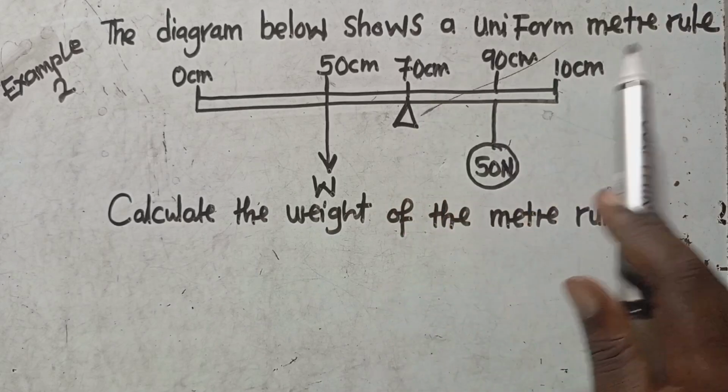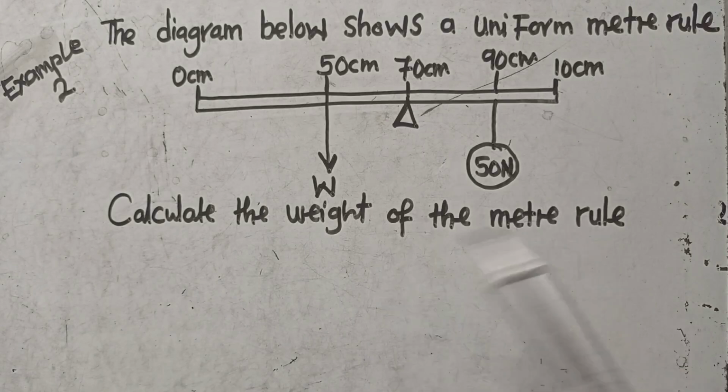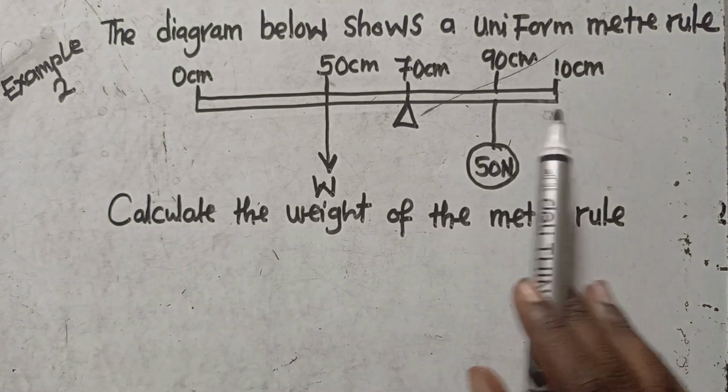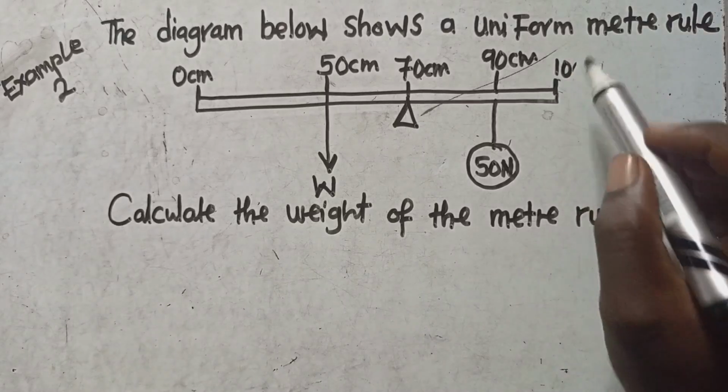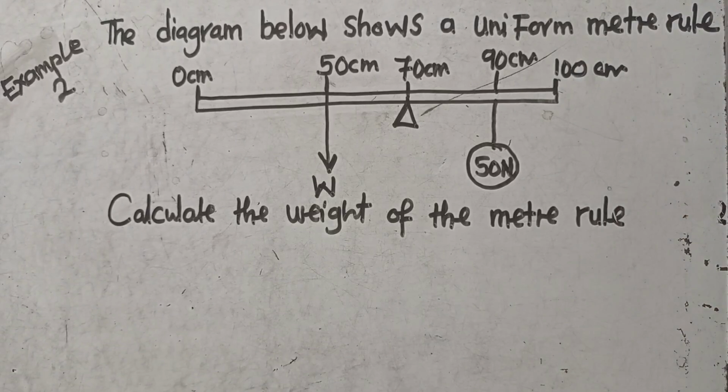This shows a uniform meter rule. If you look at this particular question, this is a uniform meter rule. So this is 100 centimeters. A meter rule is 100 centimeters. It can be balanced by a knife edge.